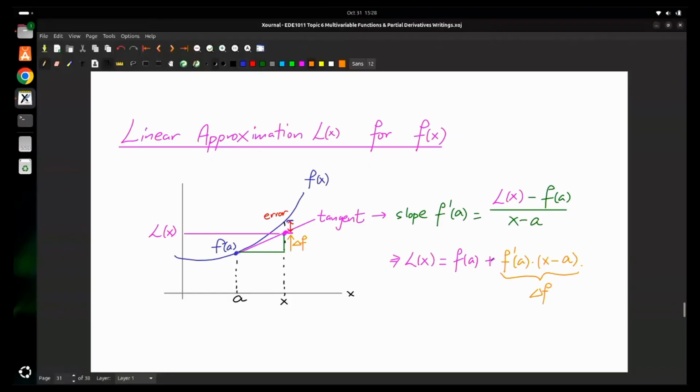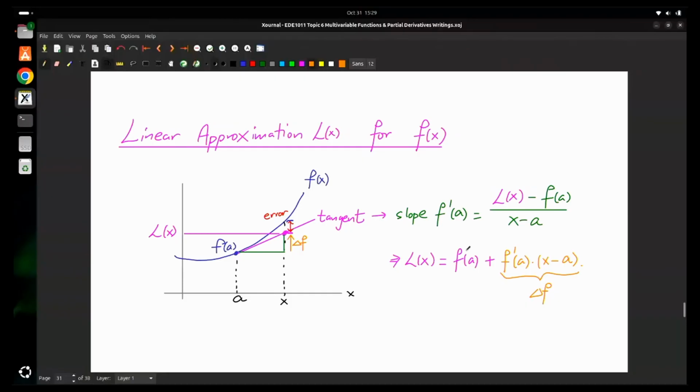Okay? So where does this come from? You can see this x minus A just multiply across. Then the minus f of A I bring to the left hand side, so it becomes plus f of A. Any questions on the linear approximation for a single variable function using some tangent line?